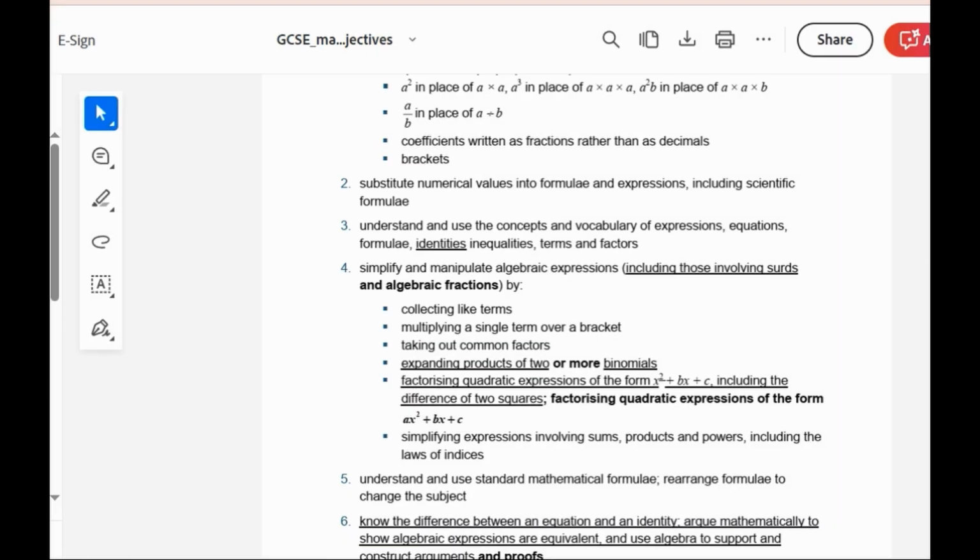We've been taking a look at brackets, and we've been factoring out and looking at multiplying and so on. We're going to take that a little bit further in this video.